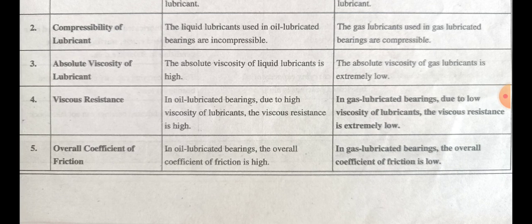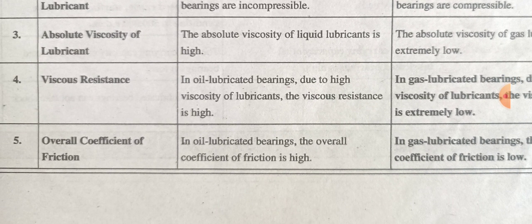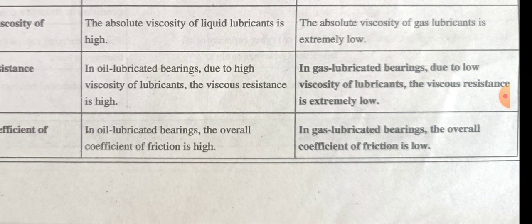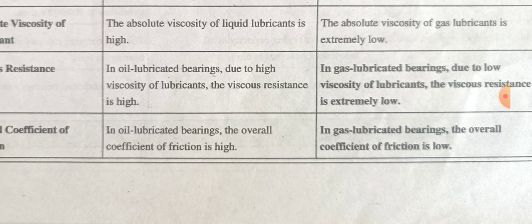The viscous resistance: as viscosity is very high, what does it mean? Viscous resistance is high in the oil lubricated bearing, while in the case of gases, as the viscosity is very less, it has extremely low viscous resistance. And the overall coefficient of friction: as the resistance is more and viscosity is more, obviously in the oil lubricated bearing the overall coefficient of friction is high. But in the case of the gas lubricated bearing, the coefficient of friction is less, viscosity is less, so the overall friction is less.